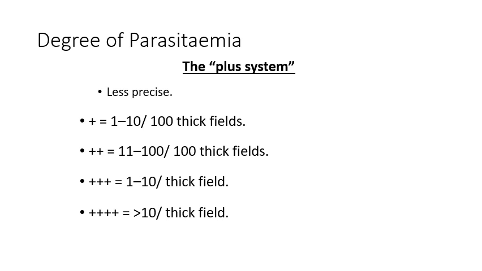When we see plus plus, we see about 11 to 100 per 100 thick fields. When we see triple pluses, we see about 1 to 10 per thick field, and when we see 4 pluses, we have more than 10 per thick field. So when we take our slides, which are usually the thick films, and we count them, and we see that okay, about 1 to 10 trophozoites or sexual forms are present per 100 thick fields, that patient has 1 plus. Okay, so if the patient has 4 pluses, it means that there are greater than 10 counted trophozoites or sexual forms per thick field.